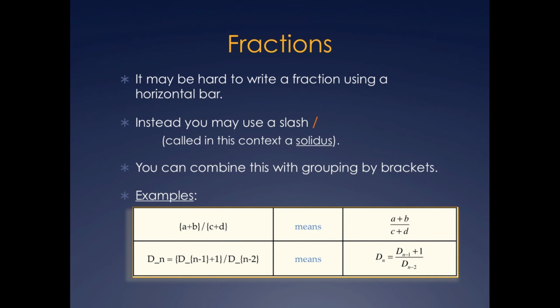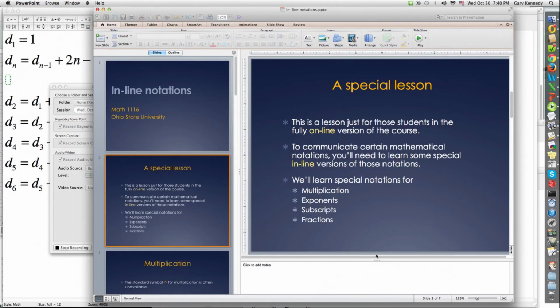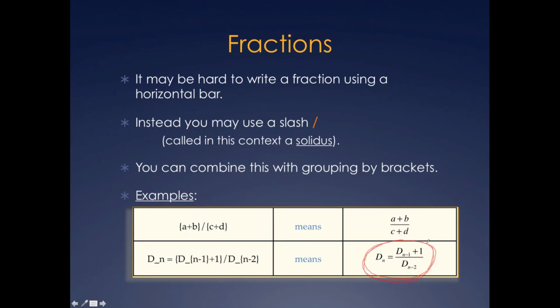And then you can combine this with everything else we've learned. Suppose you want to write that crazy formula, which I'm showing in this bottom right box. Now I'm circling the formula that I would like to indicate by an inline notation. How do I do that? Well, the left side of the equation is simply d underscore n. On the right side, I want to make a fraction, so I've given myself the solidus.